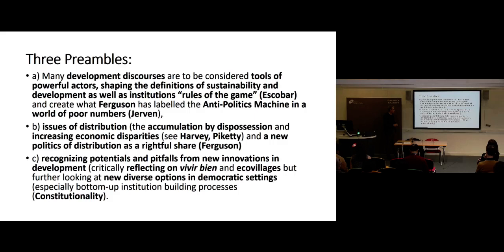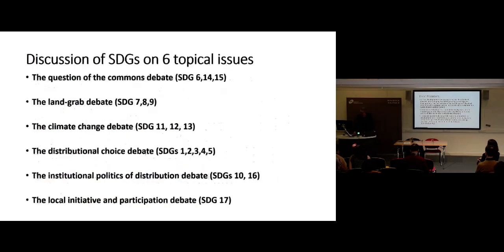So are these really new ideas and new innovations? And what we come up with is other options, new diverse options in democratic settings, for bottom-up institution building processes, for processes where from the bottom up, new rules and regulations for sustainable use of the environment can be created. We call this then constitutionality. I will talk about this later on, and we have several publications in a volume of Human Ecology in 2018, where we study cases where this sort of happened.